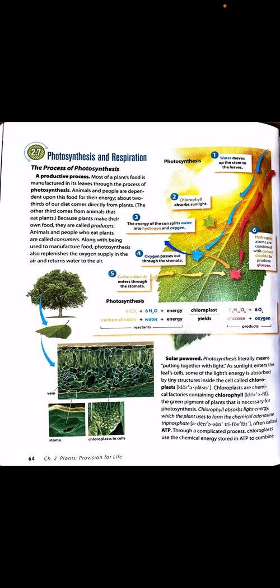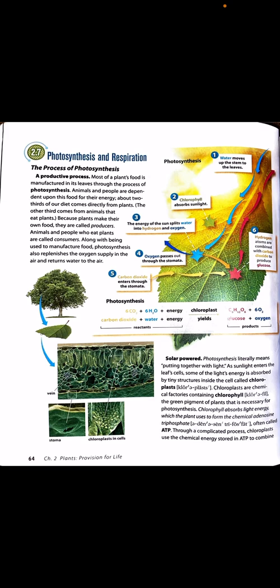Solar-powered. Photosynthesis literally means putting together with light. As sunlight enters the leaf cells, some of the light's energy is absorbed by tiny structures inside the cell called chloroplasts. Chloroplasts are chemical factories containing chlorophyll, the green pigment of plants that is necessary for photosynthesis.